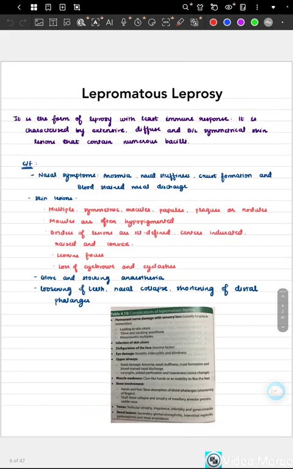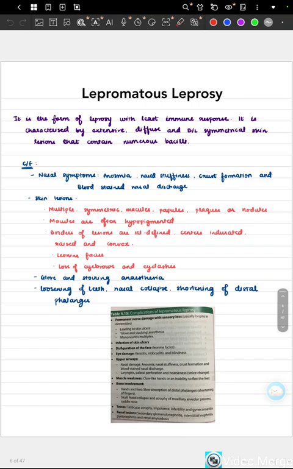Then lepromatous leprosy. Lepromatous leprosy is the form of leprosy which has the least immune response. It is characterized by extensive diffuse and bilateral symmetrical skin lesions that contain numerous bacilli. Clinical features: nasal symptoms are seen, that is anosmia, nasal stuffiness, crust formation and blood-stained nasal discharge. Skin lesions which are multiple, severe, extensive, diffuse, bilateral symmetrical macules, papules, plaques, pustules can be seen.